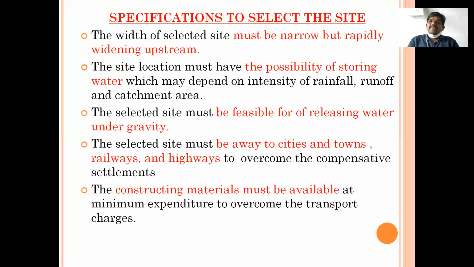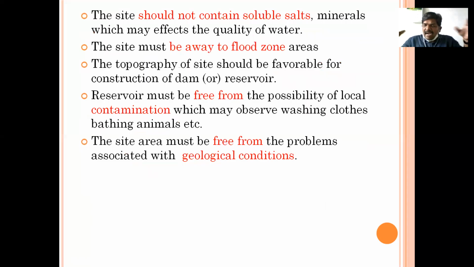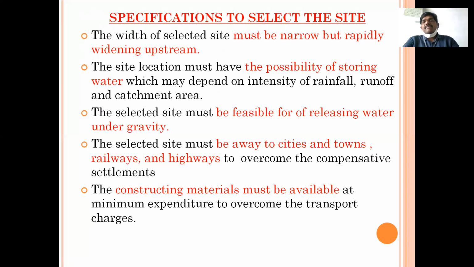And next, the construction material must be available at the site to avoid transportation charges, and that particular area should be free from soluble salts to maintain the quality of water. The selected site must be away from the flood zones, and it should be free from possible local contamination which may occur because of washing clothes and bathing animals, something like that. And the site must be free from geological conditions like folds and faults. By keeping in view all these points, the site must be selected to construct the reservoir.